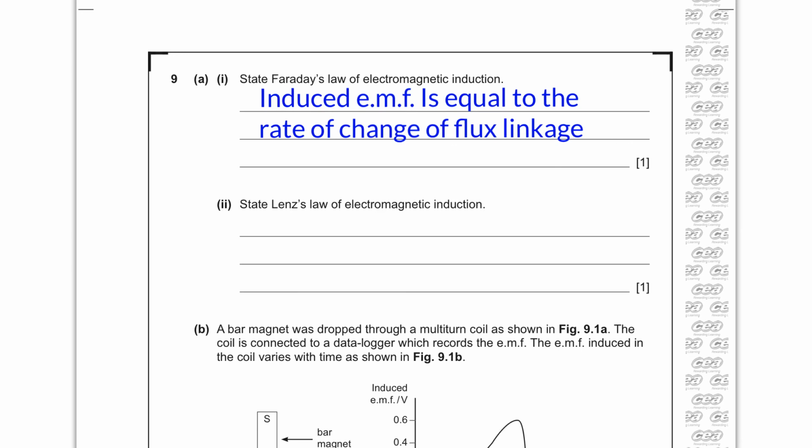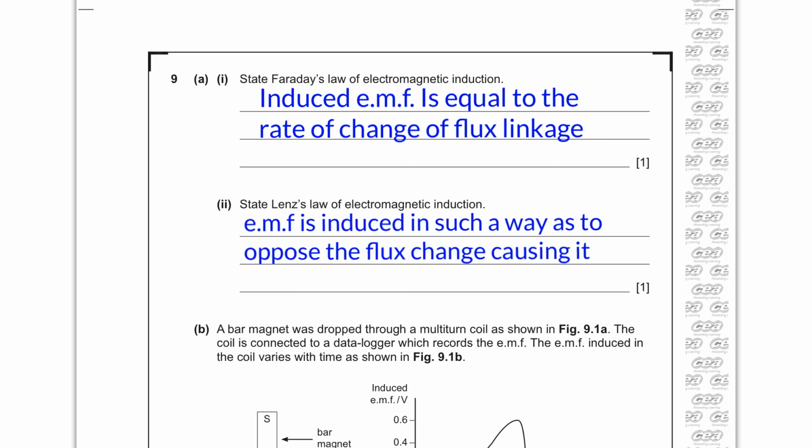State Lenz's law of electromagnetic induction. So we've already stated how it's related to flux linkage changes. What we need to now state is the direction information that comes in Lenz's law. So we state that the EMF is induced in such a way as to oppose the flux change causing it.